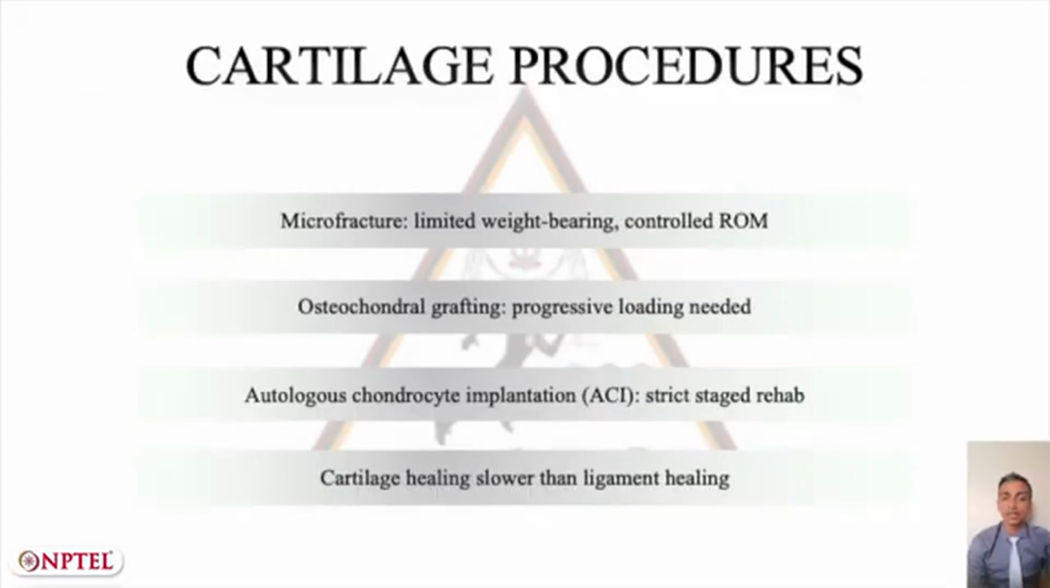The cartilage heals much slower than a ligament because of its restricted blood supply. In a microfracture, patients need limited weight bearing and controlled motion to allow fibrocartilage formation. Osteochondral grafting requires gradual progressive loading. Autologous chondrocyte implantation requires staged rehab protocols extending for months.